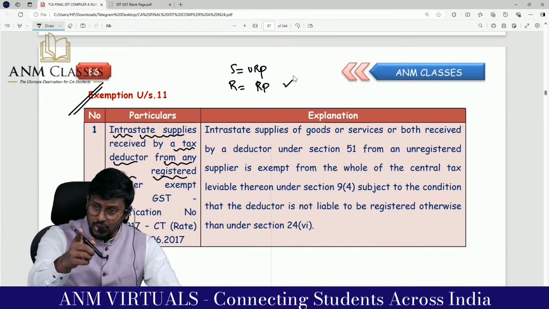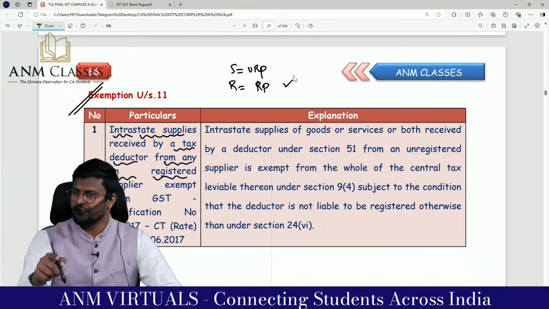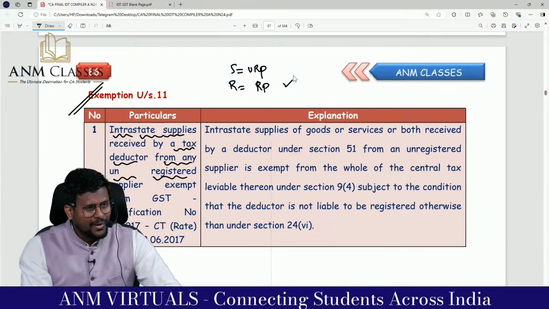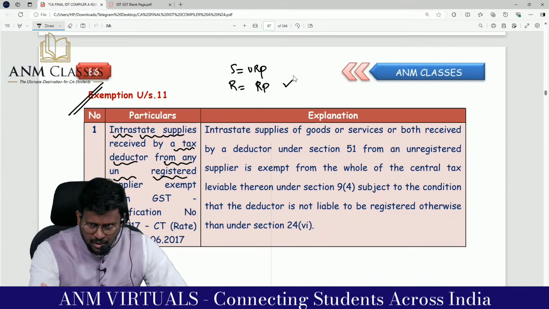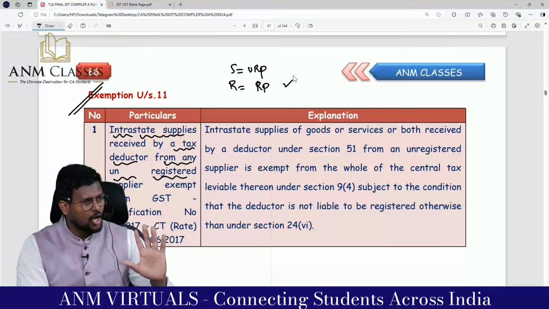The same provision was there for GTA also. Yes sir. If GTA is providing service to a person who has taken registration solely for the purpose of deducting TDS under section 51, RCM will not be applicable.